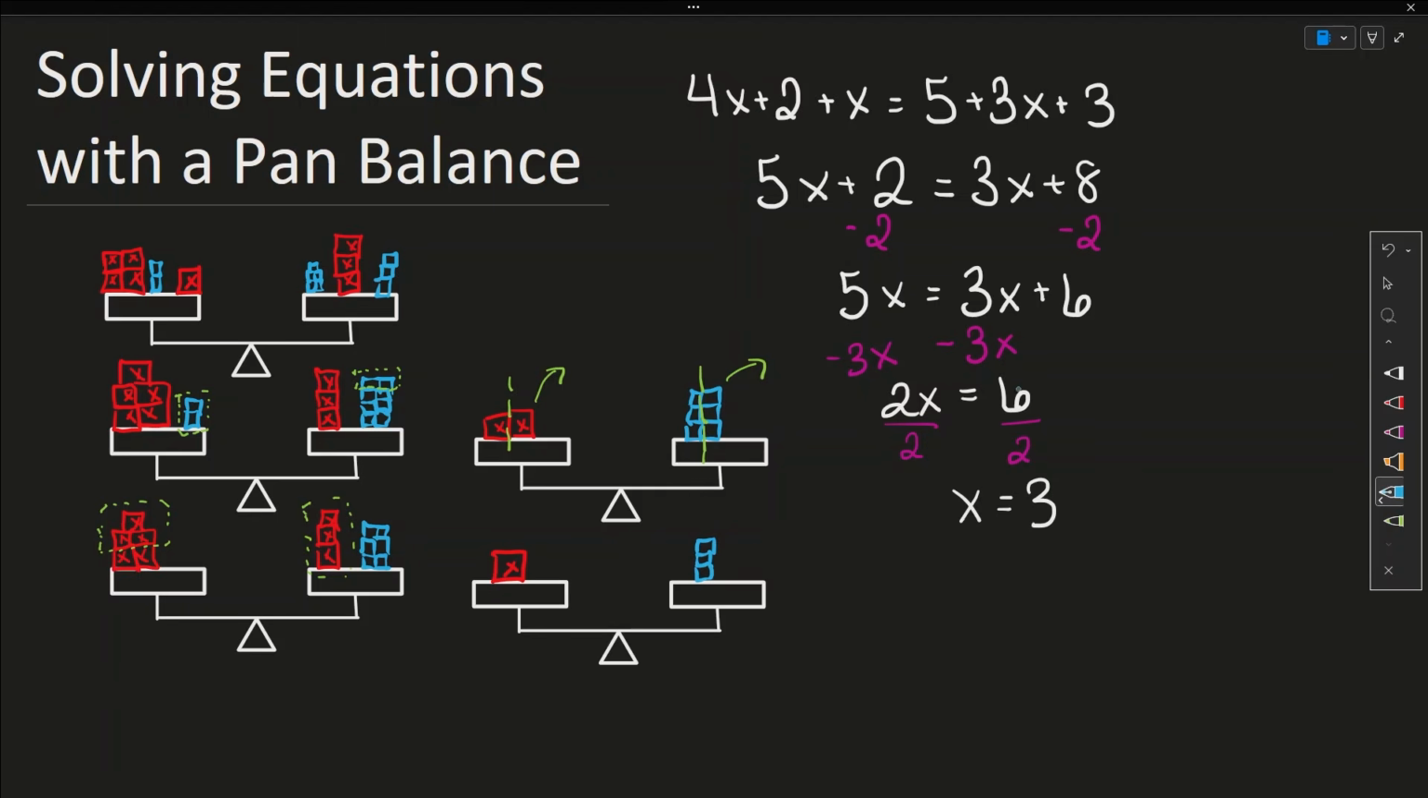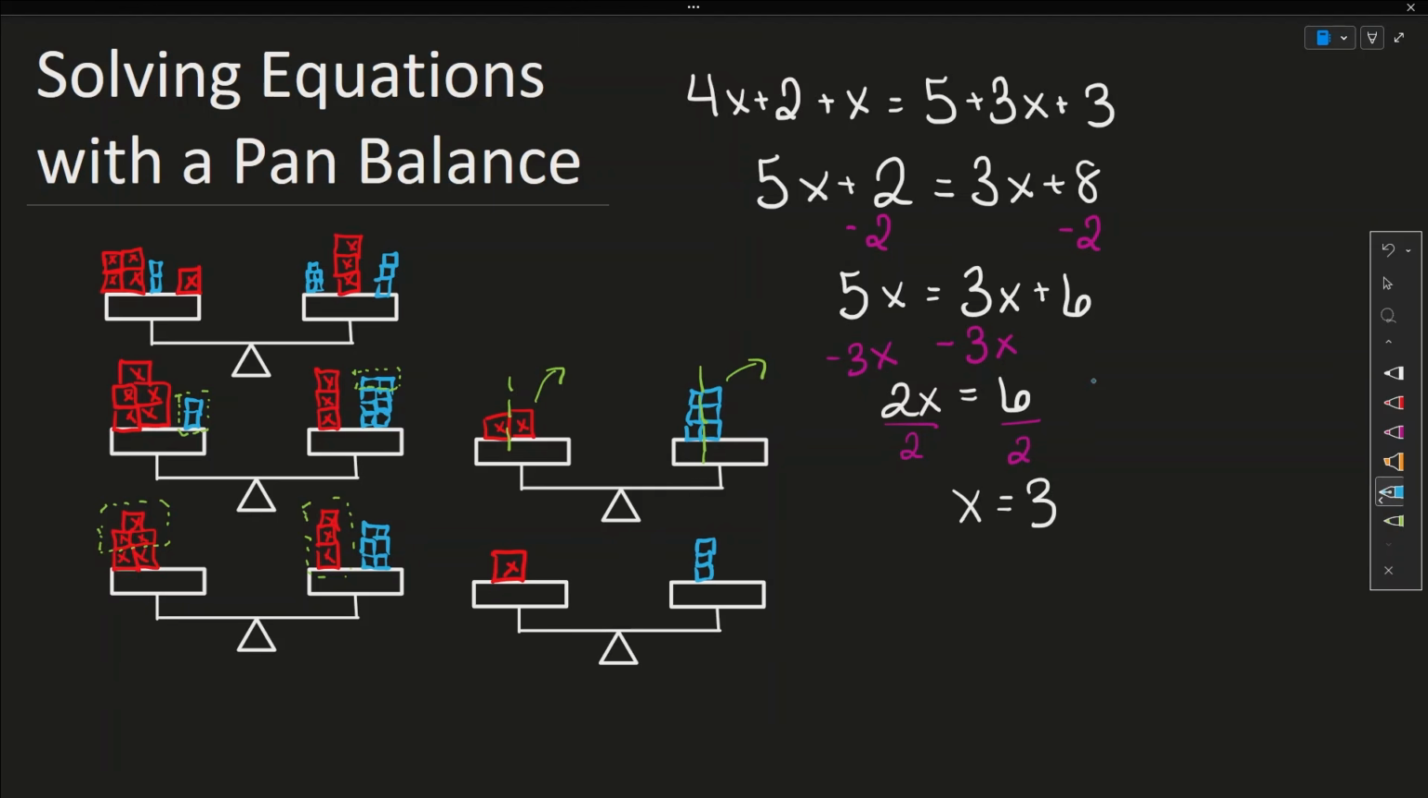We could check this in the original equation too. If we plug in 3 for x, we would have 4 times 3 plus 2 plus 3, which would give us a value of 17. And on the right side, 5 plus 3 times 3 plus 3 would also be 17. So x equal to 3 is correct.